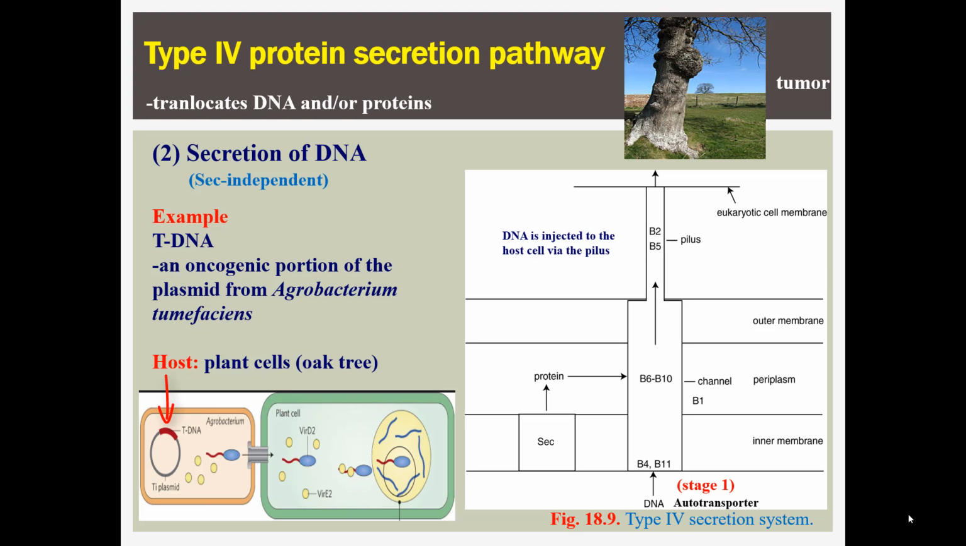The TI plasmid is a tumor-inducing plasmid present in pathogenic bacterium Agrobacterium tumefaciens. The plasmid has a tDNA region that contains genes involved in tumor formation in trees, such as oak trees. The tDNA is transferred from the bacterium into the host plant's nuclear DNA genome via the type 4 secretion system.